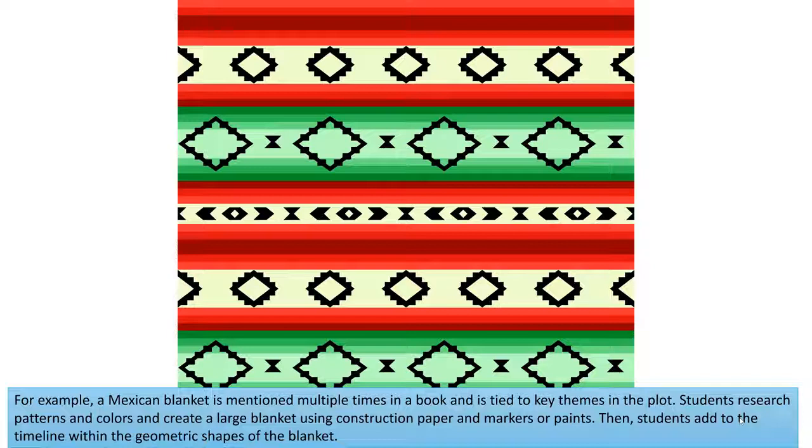For example, a Mexican blanket is mentioned multiple times in a book and is tied to key themes in the plot. Students research patterns and colors and create a large blanket using construction paper and markers or paints. Then, students add to the timeline within the geometric shapes of the blanket.